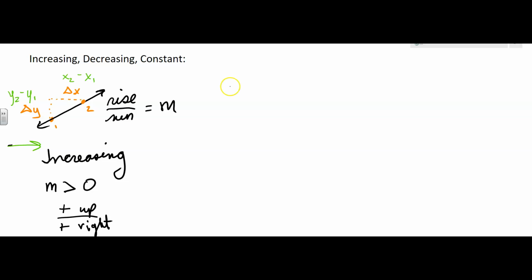Now let's say you have a line that goes like this. Now you're probably already guessing that this is going to be a decreasing function. But let's look at it a little bit here. Let's say we have a point here and a point here. Let's call this point 1 and this point 2. Now it doesn't really matter which you consider point 1 and which you consider point 2. I can show you that. But for now, we'll say this.